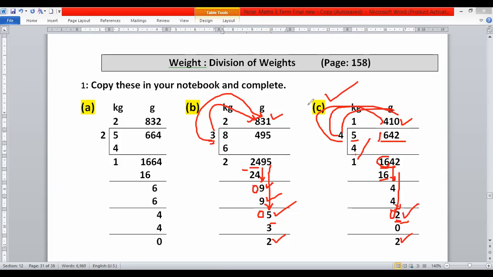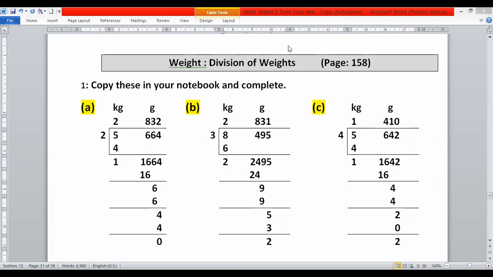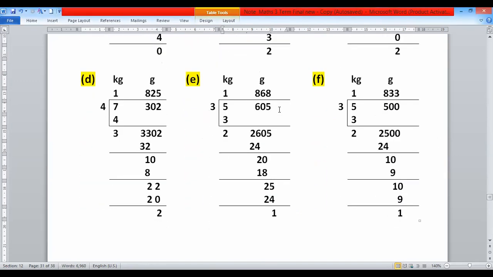Next is part D, E, F. The solutions of these parts are written in front of you. Here 7 kilogram, 302 gram. 4 ones are 4, 7 minus 4, 3. So copy these numbers here and put 3 in front of these. Means you are adding 3000 with 302, you get 3302.